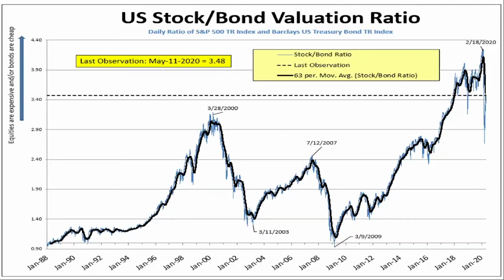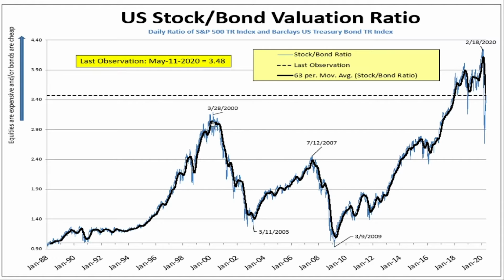So let's get into the data and see what the evidence says. Here we're going to start with the stock-bond cross price, or stock-bond valuation ratio. This is the value of the S&P 500 relative to the value of the entire Treasury bond market, an index of the entire Treasury bond market. We're going to start back in 1988, January 1, and index this price to 1 and see how it evolves through time.